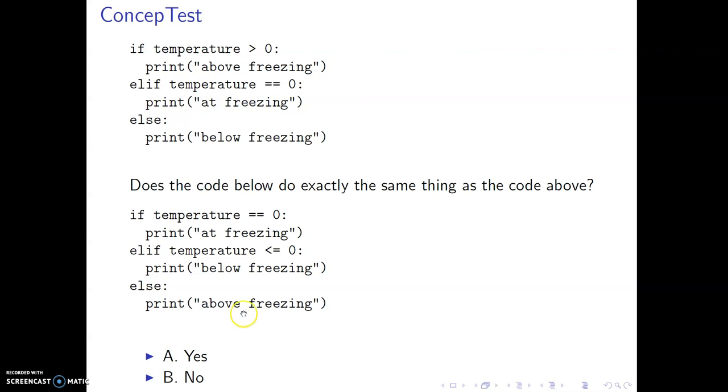A positive case, we're going to get to above freezing, right? And we would here also. Negative case, we're going to get to below freezing, and we would here as well. What about 0? What's it going to print? At freezing, below freezing. Because remember, when you combine conditional statements with the else if option, it's going to continue running until it gets to the final concluding else statement. So this equality right here creates a problem.